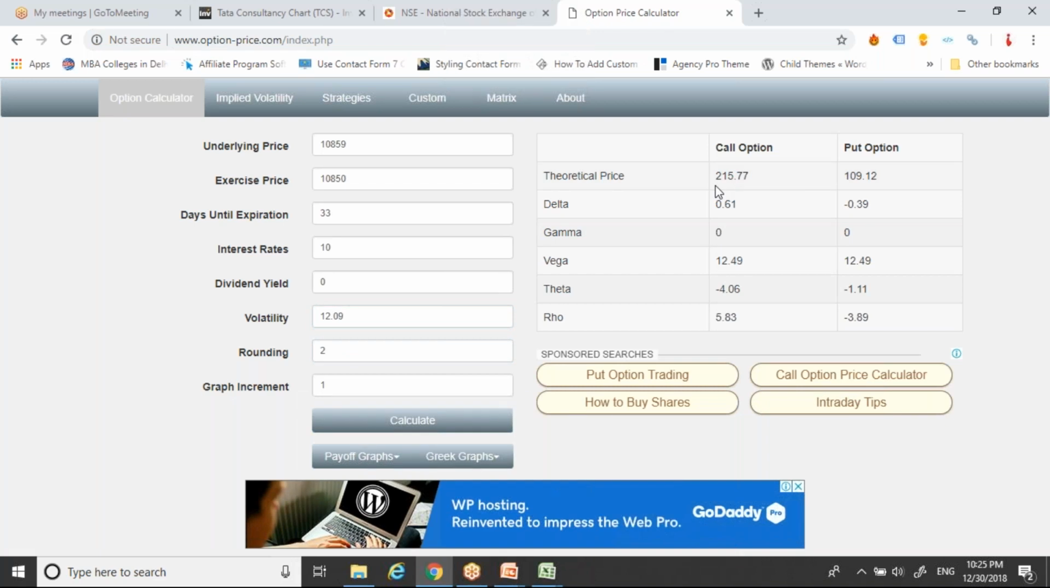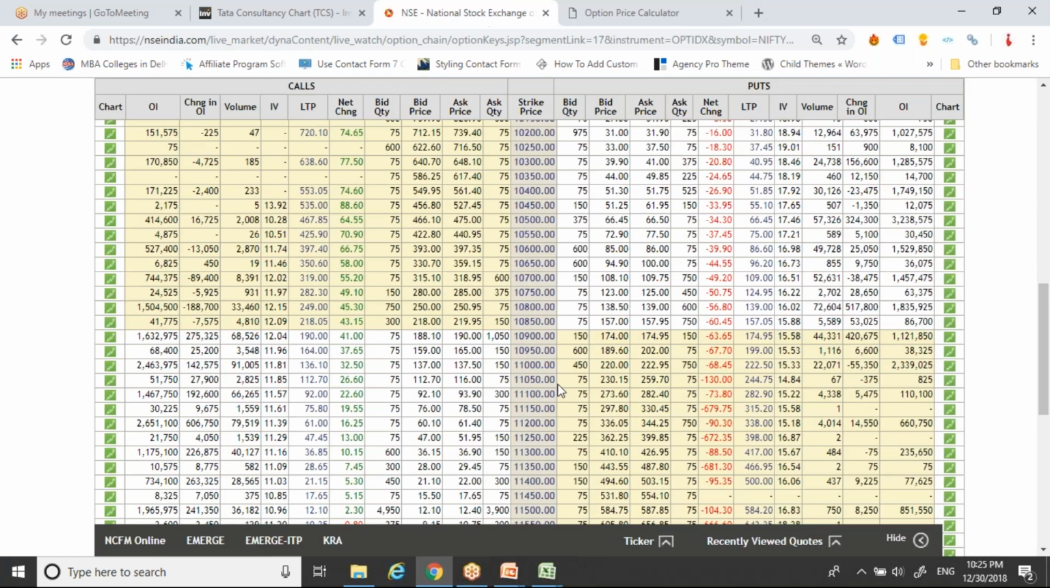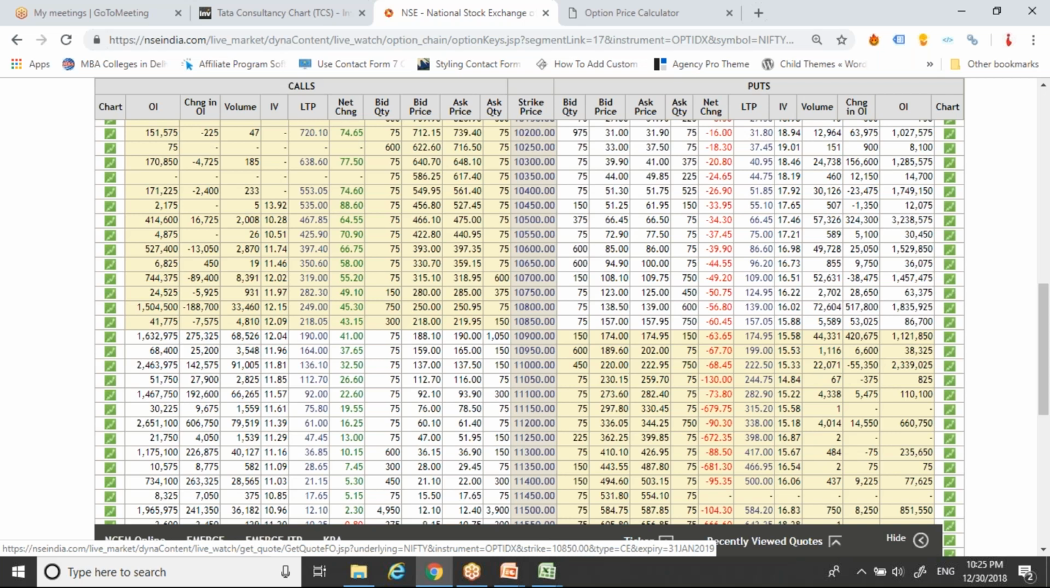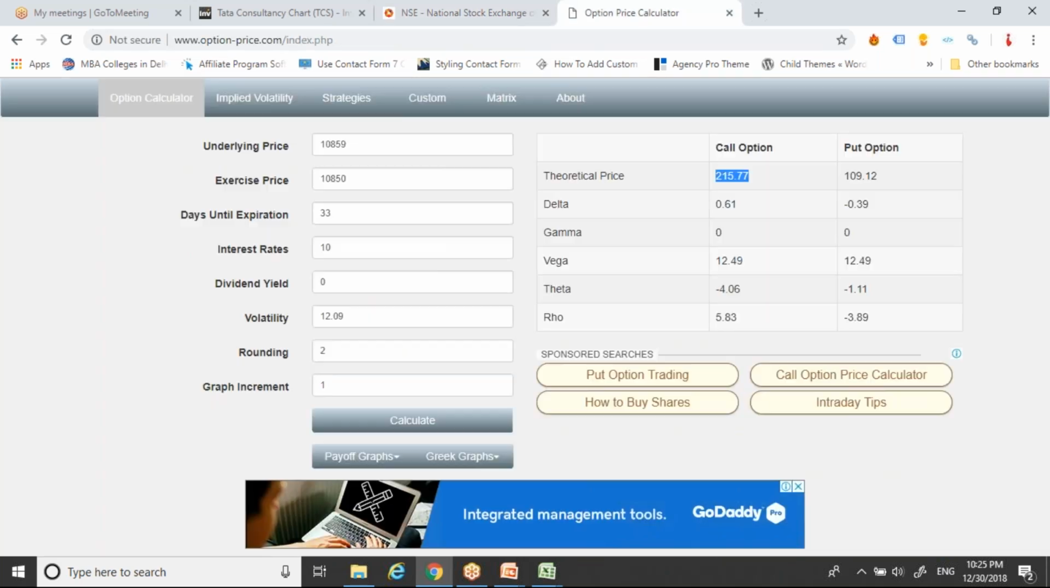Now, theoretically the price has to be 215 for the call option. This is the theoretical price. And what is the market price? 218. So it is very much fairly priced. This is not called mispricing. 3 rupees is not a great mispricing here. It's very fairly priced. Now delta is how much?